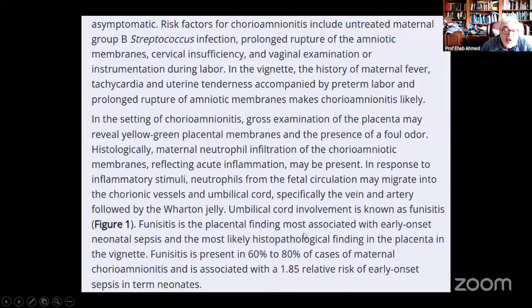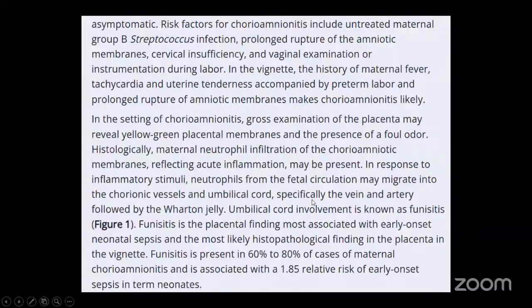In response to inflammatory stimuli, neutrophils from the fetal circulation may migrate into the chorionic vessels and the umbilical cord, especially the vein and artery, followed by the Wharton jelly. Umbilical cord involvement is known as funisitis.